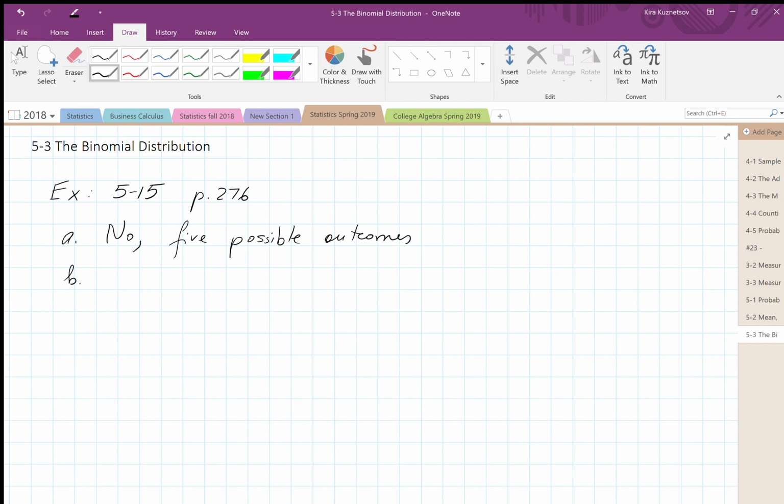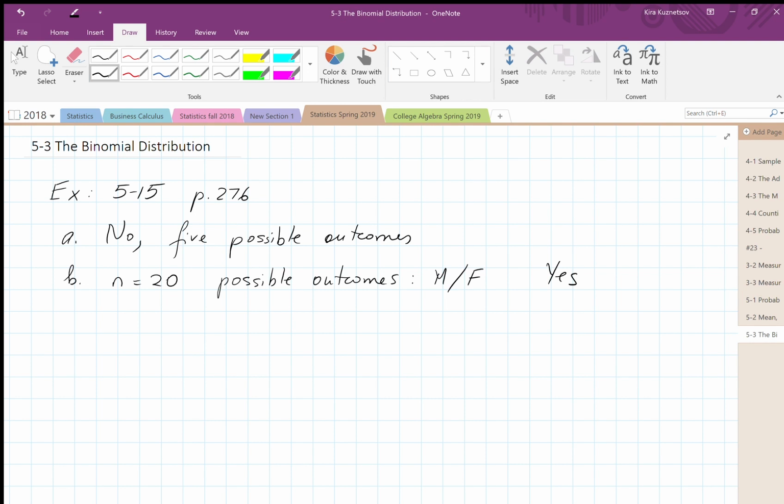Part B. Selecting 20 students from the university and recording their gender. Okay, so this is where you have n is equal to 20, and the possible outcomes are either male or female, so there's only 2. So the answer is yes, this is a binomial experiment.